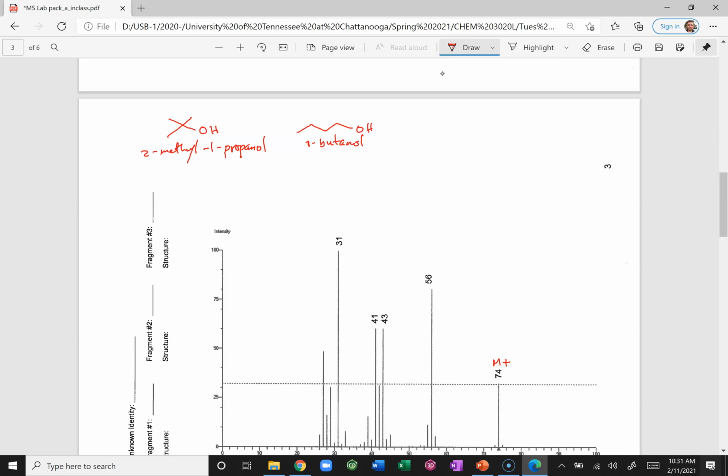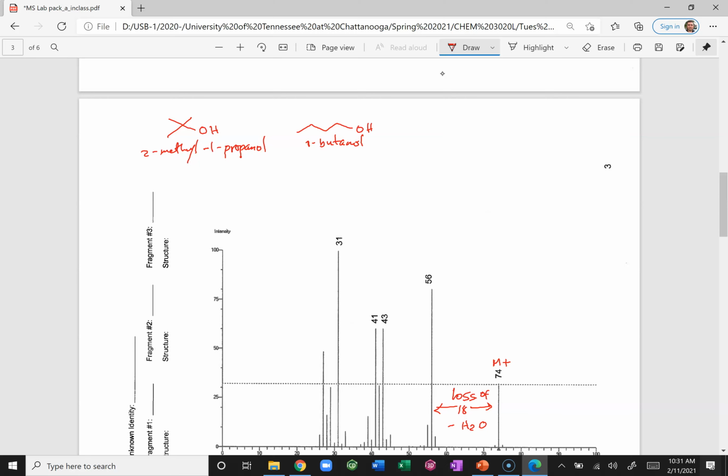All right. Check this out. How much is 74 minus 56? 74 minus 56. How much is it? 18. 18, right? So it's loss of water. So over here you have loss of 18, which is loss of water. All right, so I don't know which one of those 2 it is, but this is how I figure it out: a mass of 43.